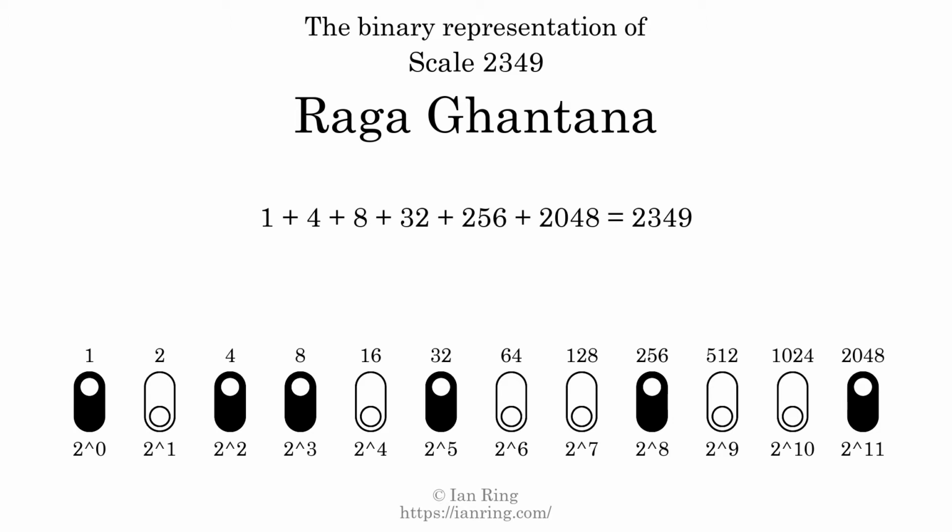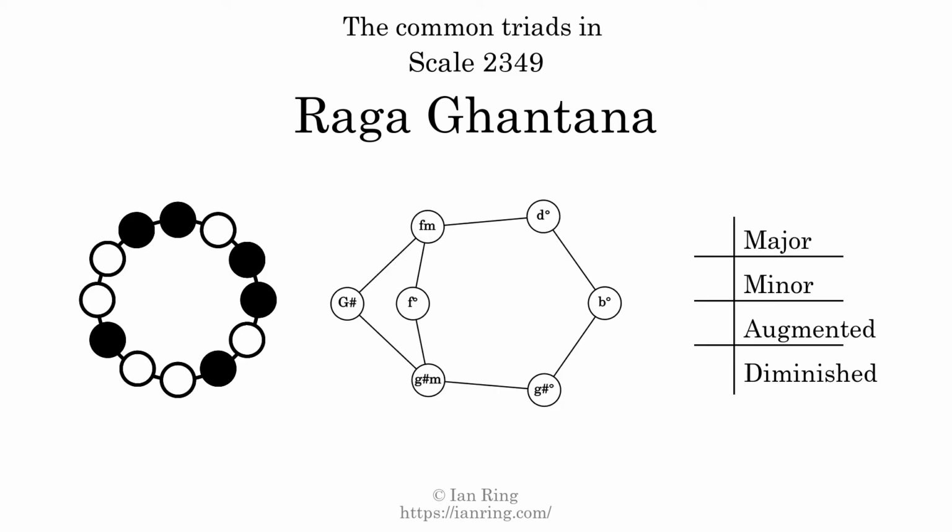2349. The scale number not only enumerates the scale with a unique index, but it also literally describes the tonal content of the scale. Represented as a binary number in base 2, the scale number is 1001001010101. Here are the common triads present in this scale.